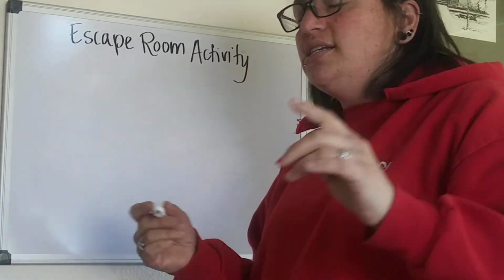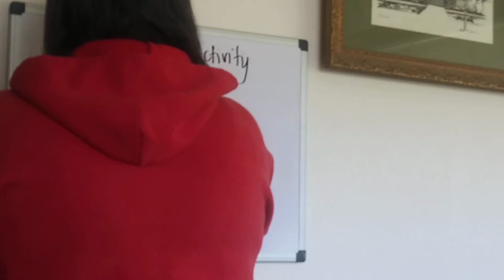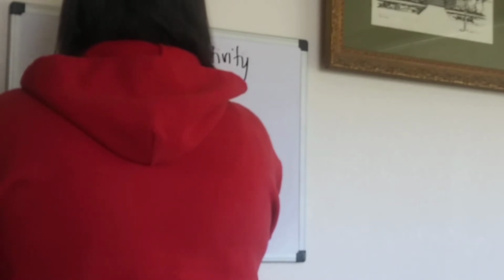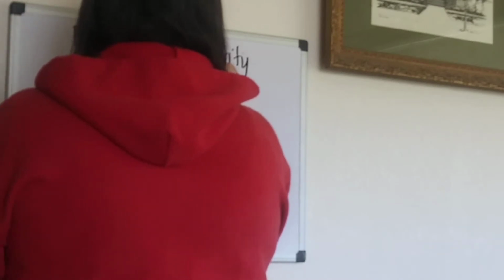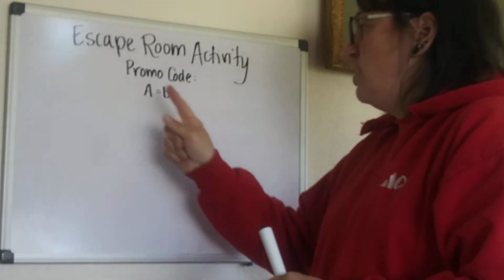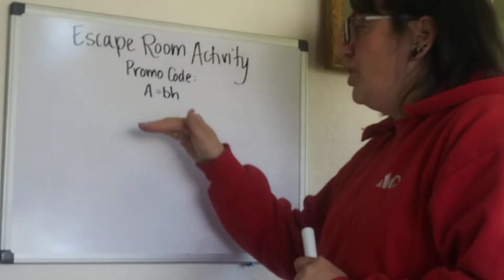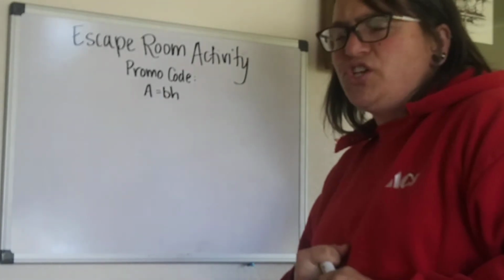In the instructions, I did tell you that your promo code is simply A equals BH. There are no spaces, just the A, the equal sign, the B, and the H. That is your code, okay? I've always done it with a capital A. I've never tried it with a lowercase a.